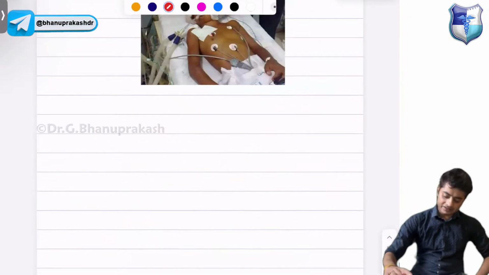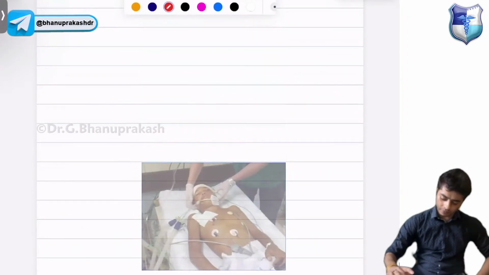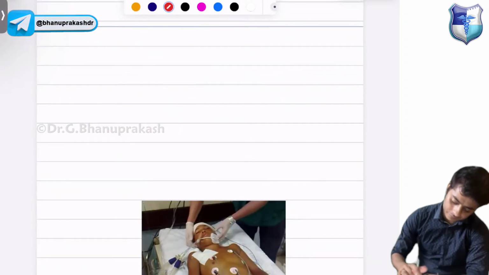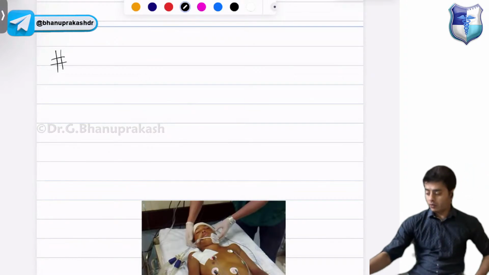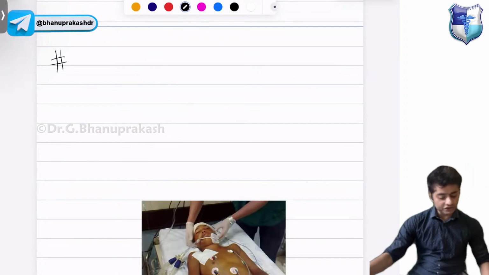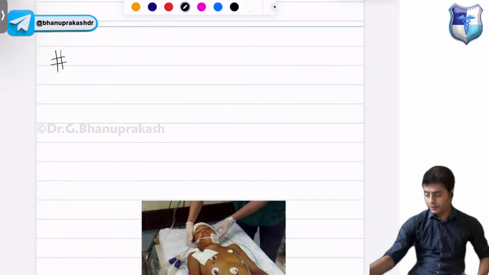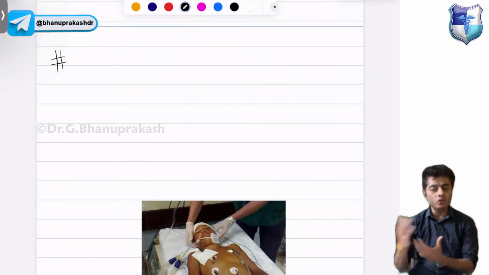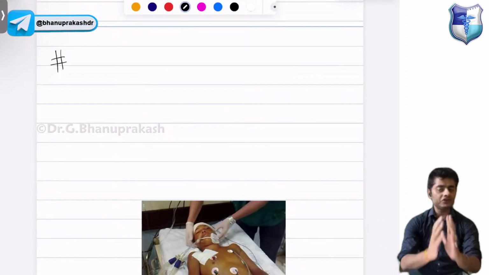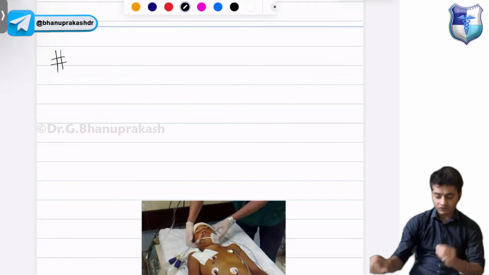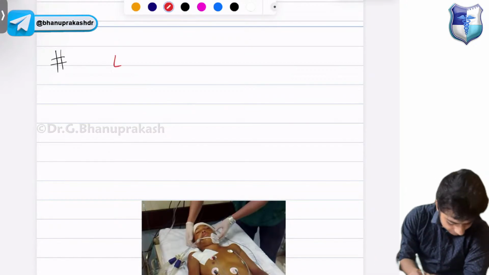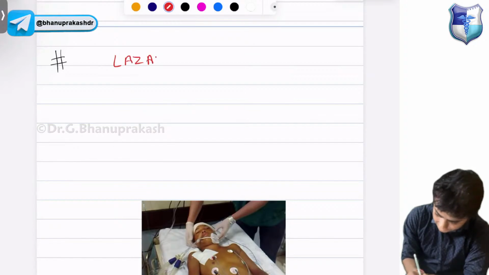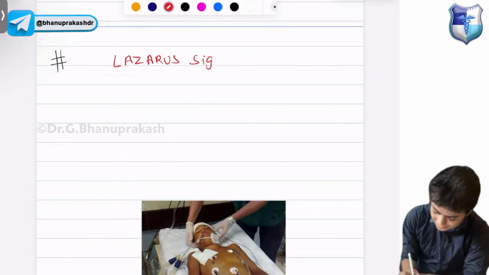Okay, now there is another phenomenon. Many a time, the patient is sick, the patient is in coma, and suddenly his attendant will come to you and say, "Sir, the patient is moving his limbs. The patient is doing something." So you have to explain to them that these are some normal reflexes. And what kind of reflexes can be there in a coma patient? There is one sign known as Lazarus sign.